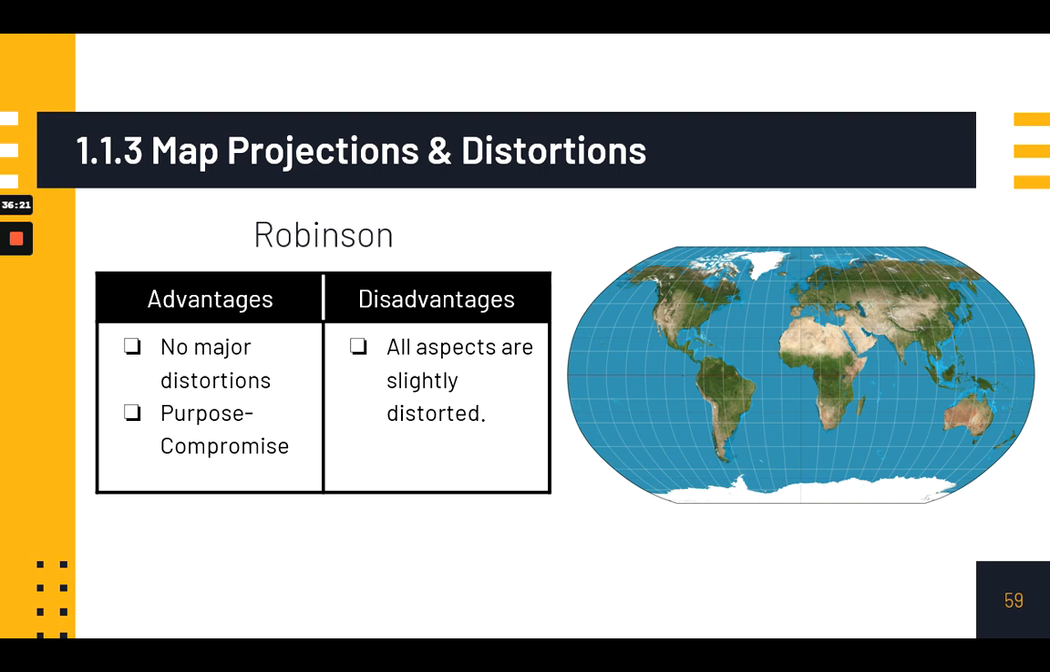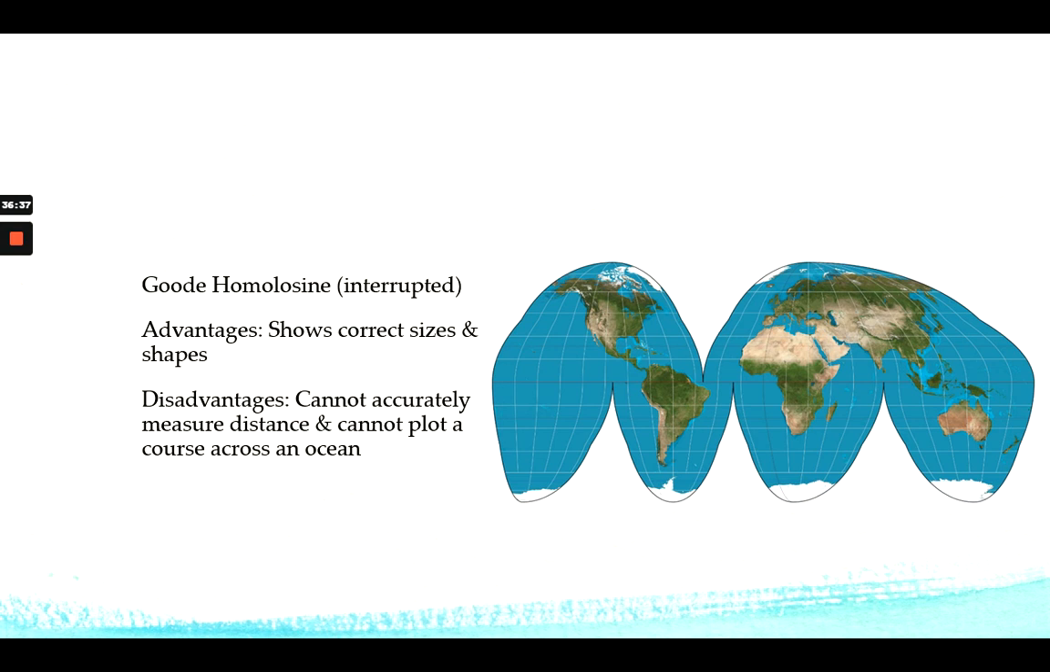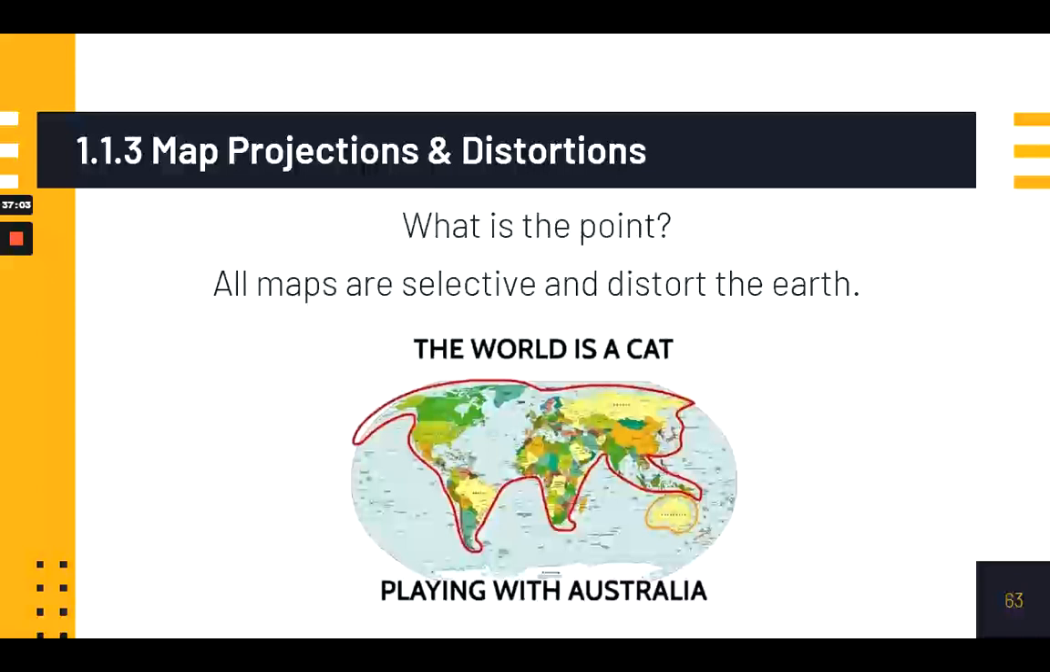All right, moving right along. As far as I know, this is the best one. This one is interrupted. So it's almost like if you take the globe and you're not going to get a rectangular piece of paper. So this one wouldn't be good for navigation. I have not seen this on the test. There are other projections, but Mercator and Robinson are the only ones that I have seen on the AP exam. So all maps are wrong. That's the point that I'm trying to make.